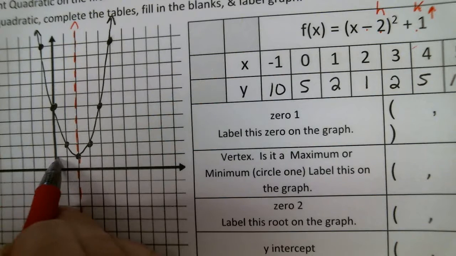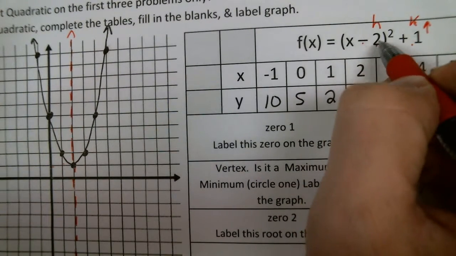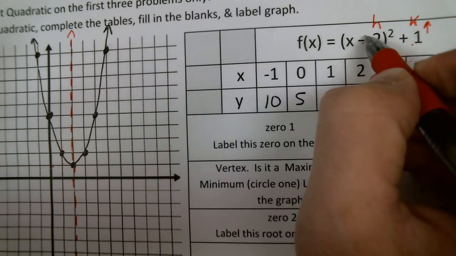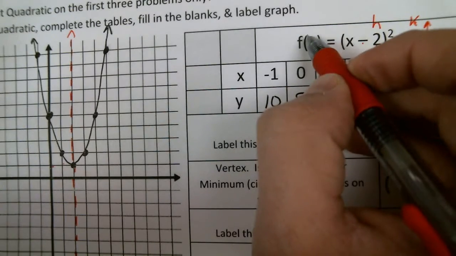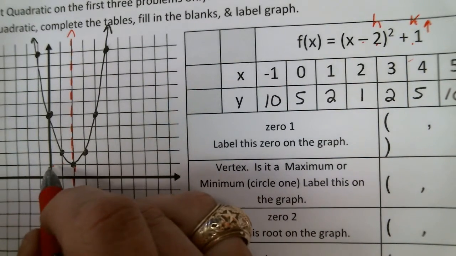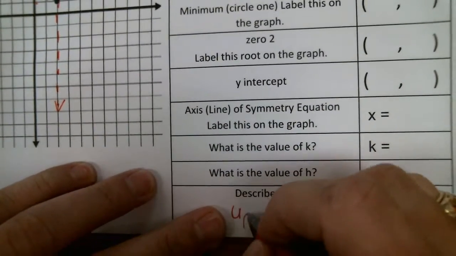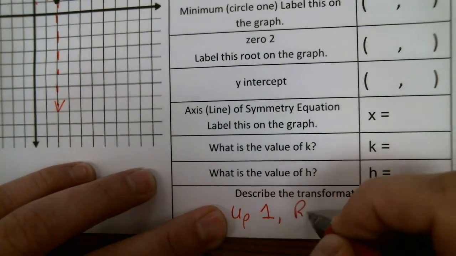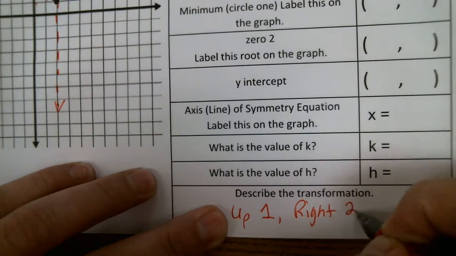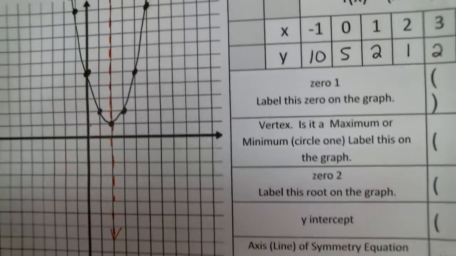From my origin, I went up 1, but I also went to the right 1, 2. So it looks like h, if we subtract a value, we're going to the right. And I'm willing to bet that if we add something, we're going to end up going to the left. So for the transformation from the origin, the parent function, we go up 1, right 2. That's my transformation.